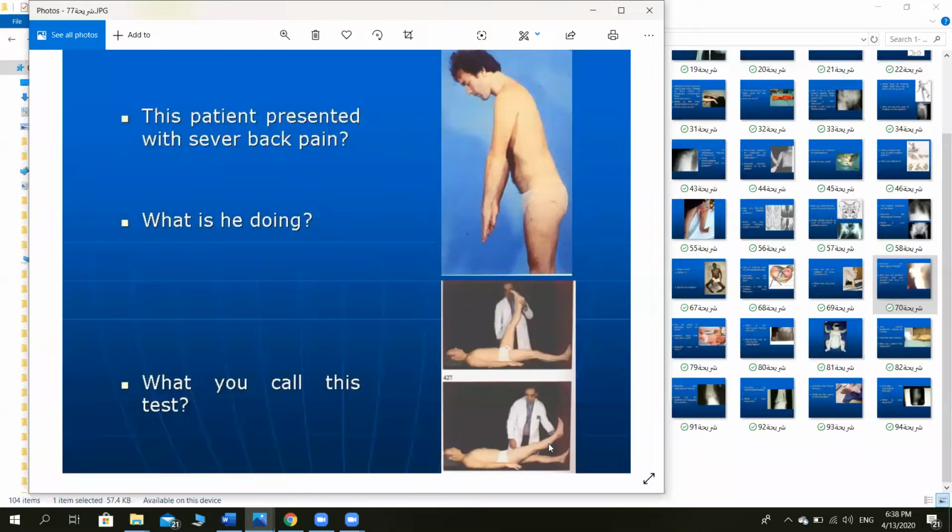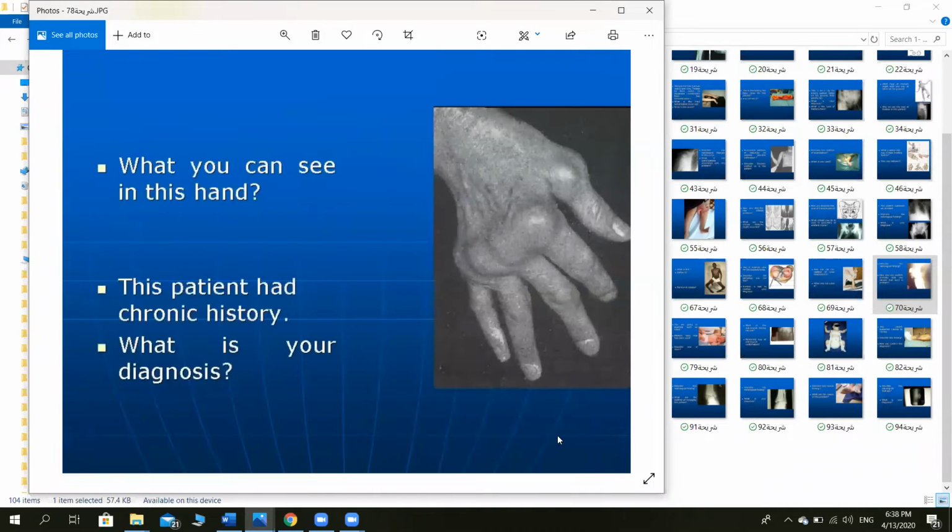The lower the straight leg raising test is in degrees, the more severe the prolapsed disc and irritation of the disc. We name it the straight leg raising test. This is the hand of a rheumatoid patient. The common site for rheumatoid arthritis is the hand joint, and usually it leads to deformity, subluxation, and dislocation of the joint.